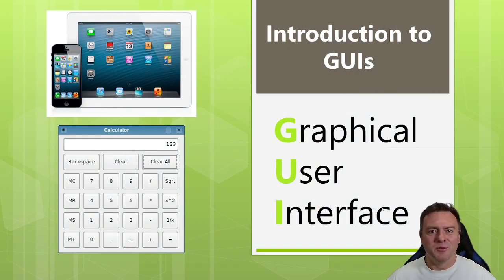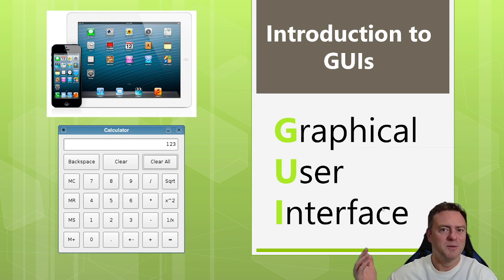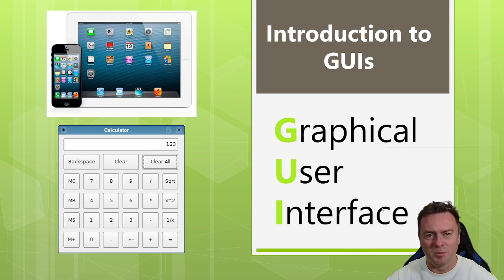So GUI stands for Graphical User Interface. Now this is what our tablets look like, our mobile phones, our PCs. It allows you to interact with your computer in a meaningful sort of way. So instead of having to type away, which is what we've done so far, you'll be able to actually click on buttons and interact inside your application, which is pretty cool.